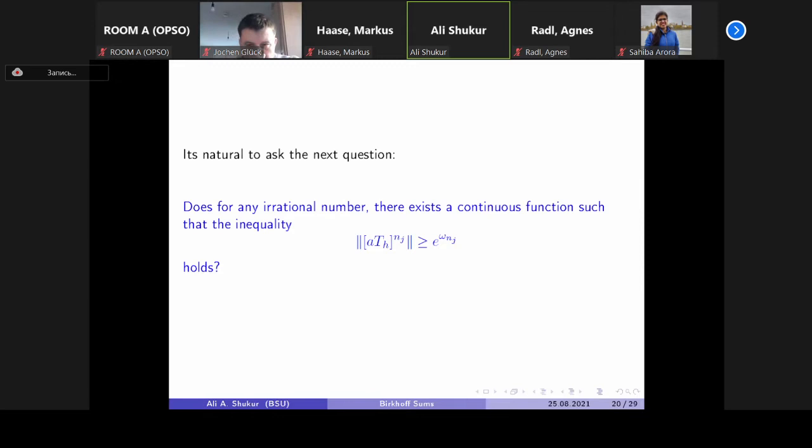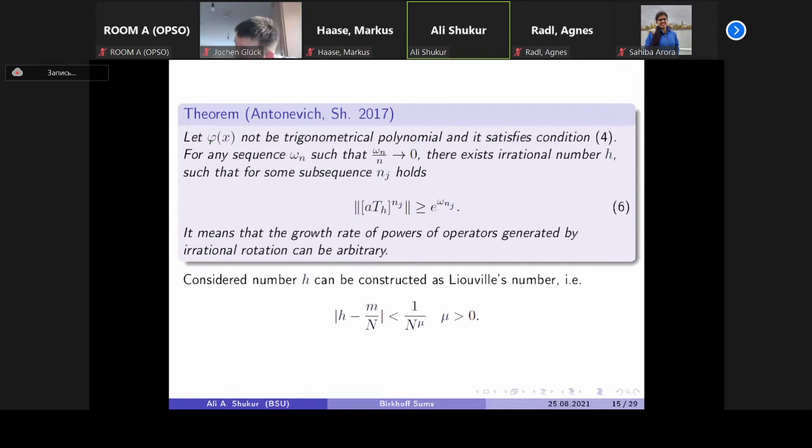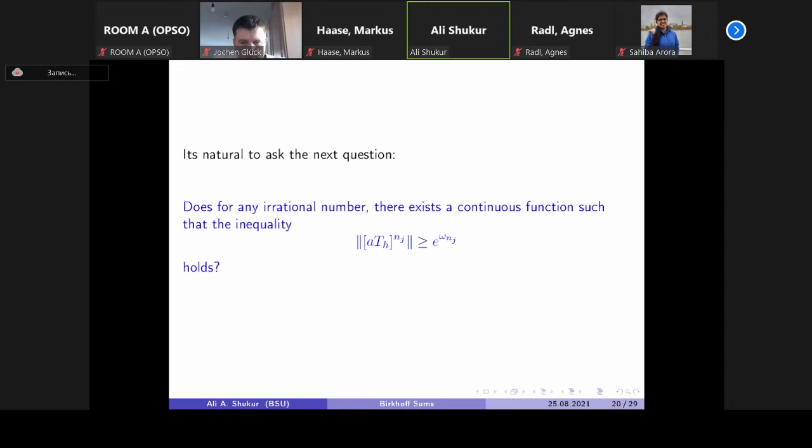So if you see here, okay, I will go back a little bit. We have here a continuous function, and for this continuous function there exists a rational number satisfying this inequality. So, does it hold that for any rational number there exists a continuous function such that we can have the same inequality?